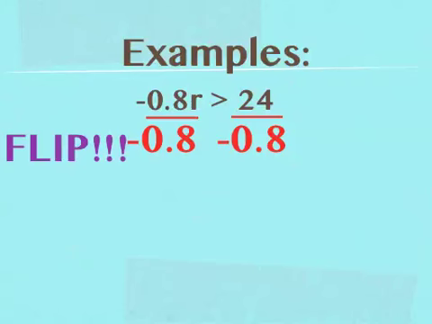R and whatever I get, 24 divided by a negative 0.8, are going to stay on the same side of the inequality. It's just the inequality that flips. So in this case, my final answer would be r is less than, and 24 divided by negative 0.8 is 30.